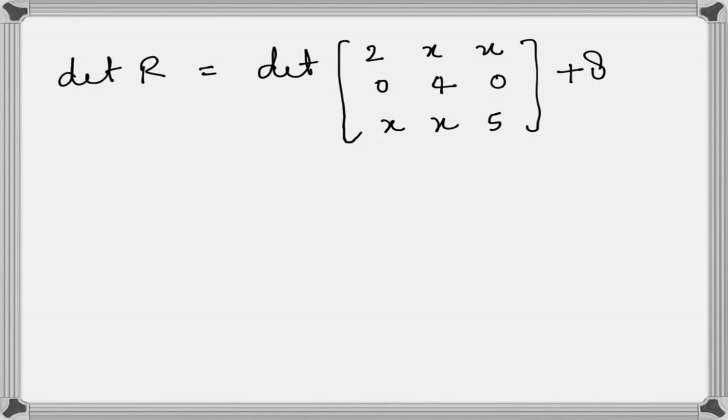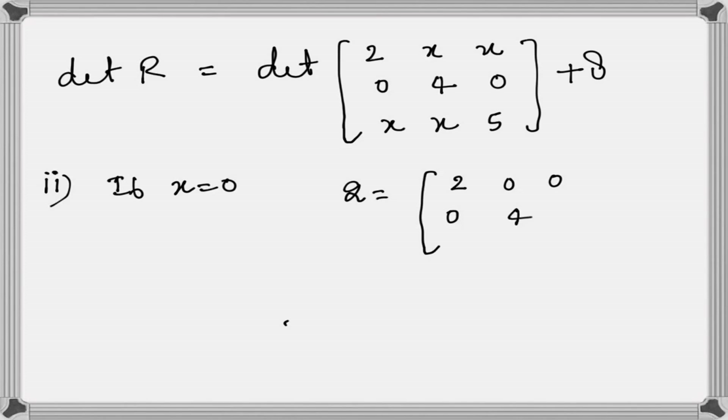All right, so let's go to part 2. Part 2 says that we need to take x equal to 0. So if x is 0, then what will be the Q matrix? The Q matrix will be 2, 0, 0, 0, 4, 0, 0, 0, 6. So this is the Q matrix we have.